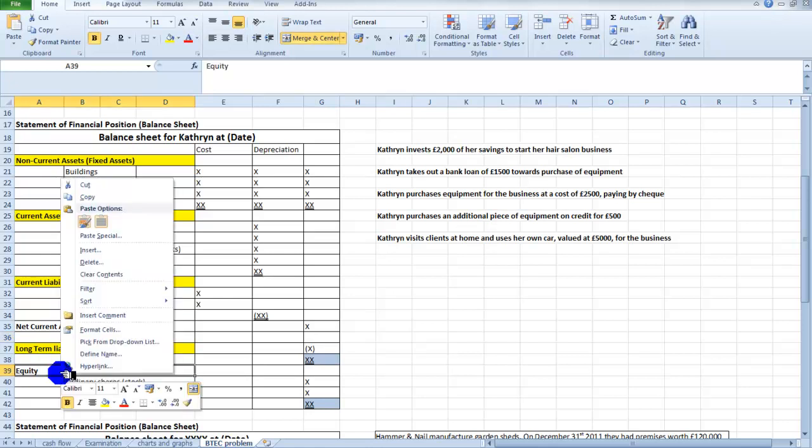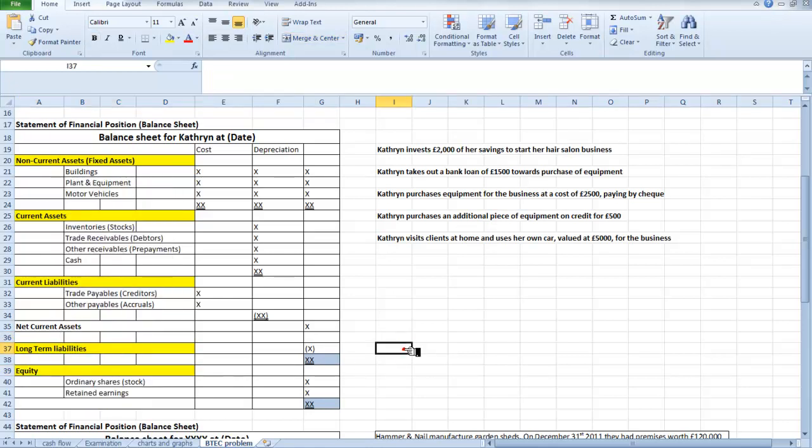And equity, of course, represents the owner's interest in the business. So we have assets, liabilities, and equity. And if you remember, our accounting equation stated that assets less liabilities equals equity.